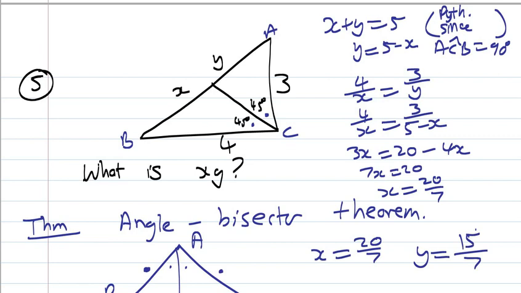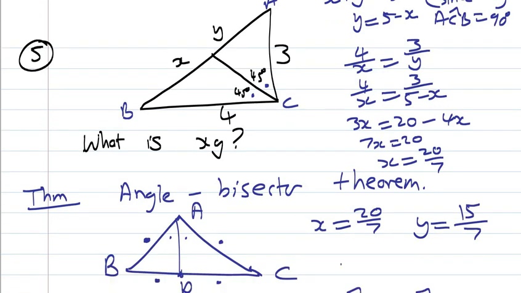Your arithmetic is really good. And so we can now finish this question and we can say xy is 20 times 5 over 49. Do you guys agree it's 300 over 49?